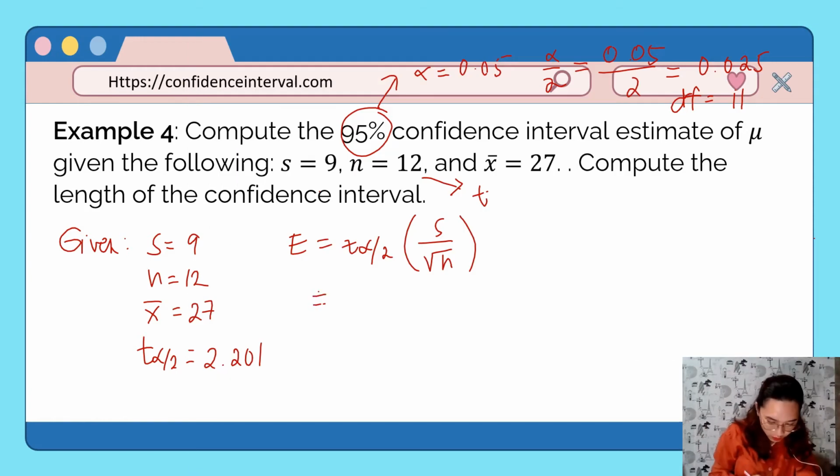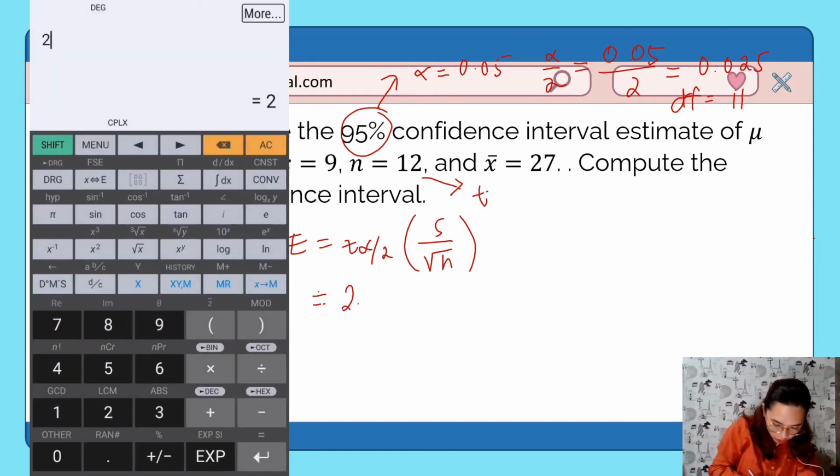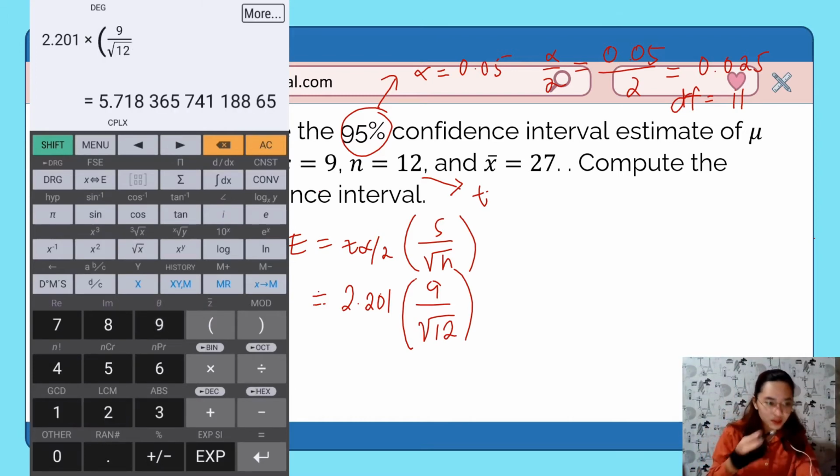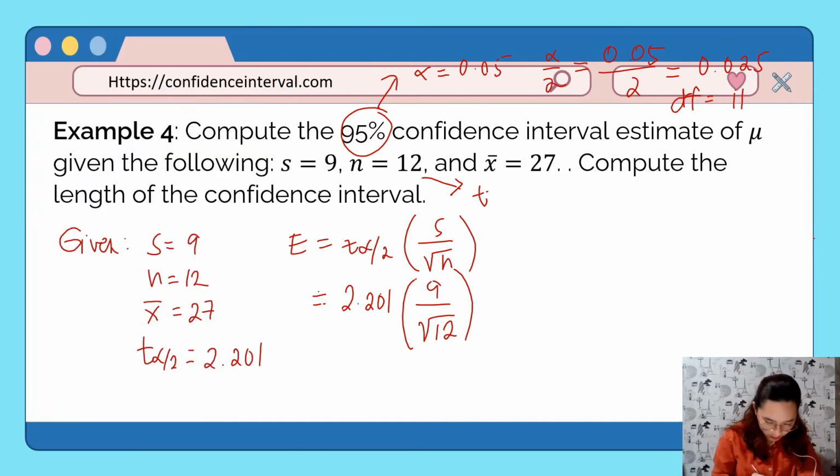So, substitute na po natin. We have now 2.201 times 9 over square root of 12. Compute lang po sa calculator. So, we have 5.72. So, ang margin of error is 5.72.